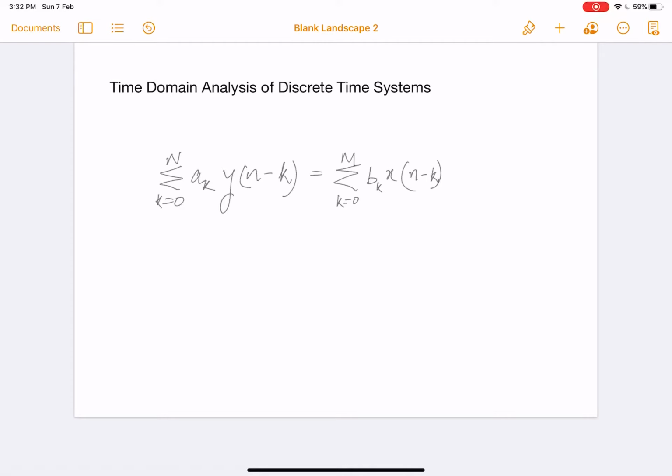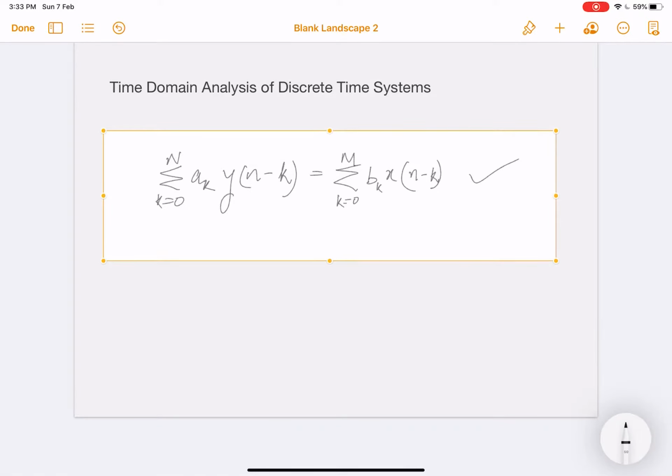Everybody. Today we are going to study time domain analysis of discrete time systems. So this is your difference equation, which can be represented this way. There are several ways of solving it.